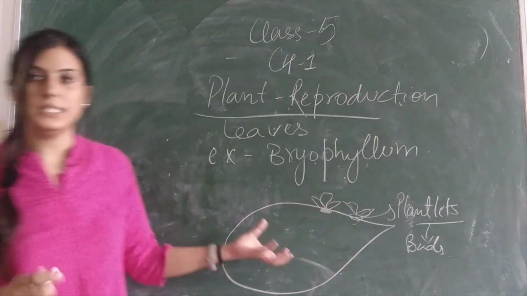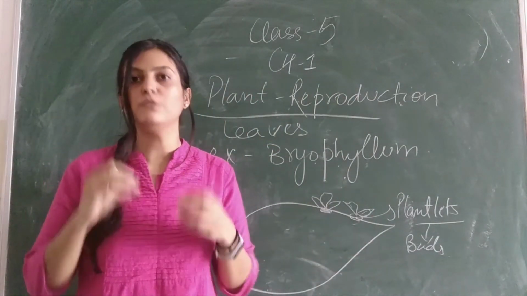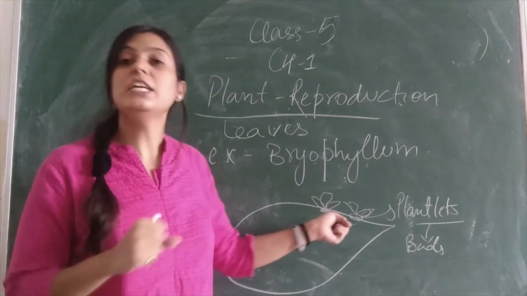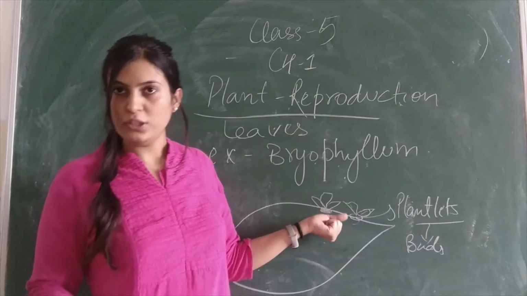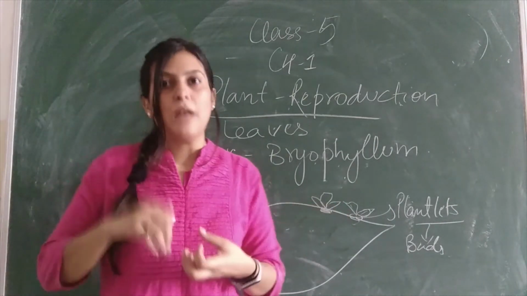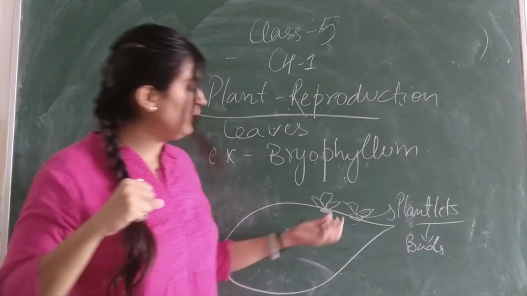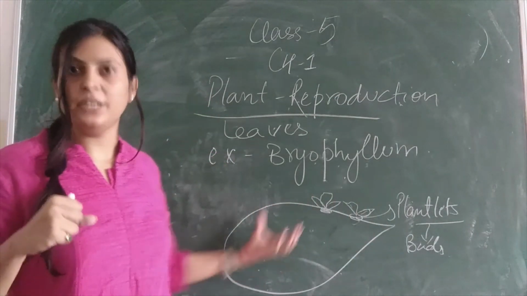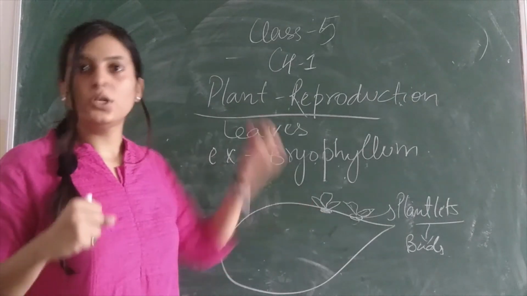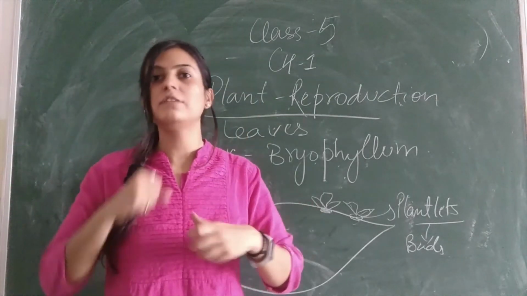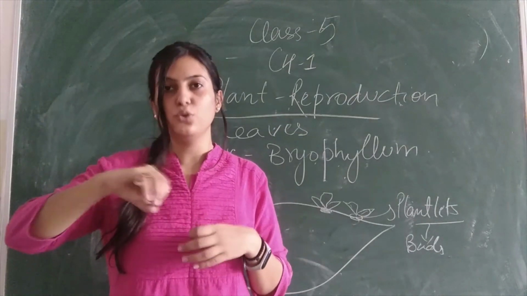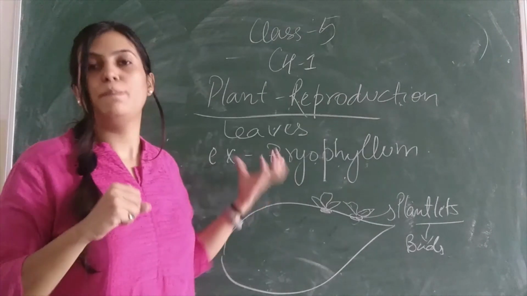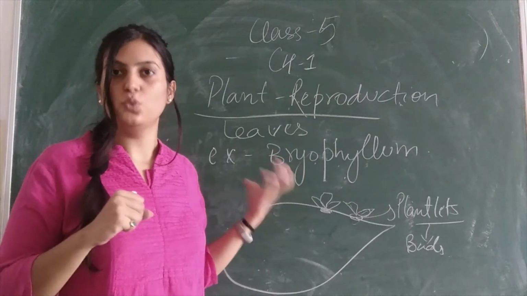There are many buds or plantlets on the leaves. These buds fall on the ground and plants start growing from these buds. There are many plantlets present on the leaves which fall from the leaves and plants start growing from them. This is the method by which plants reproduce through leaves.